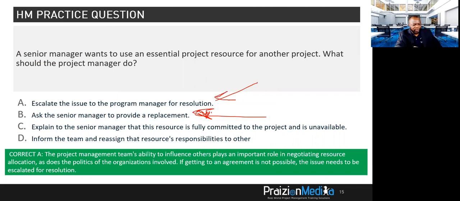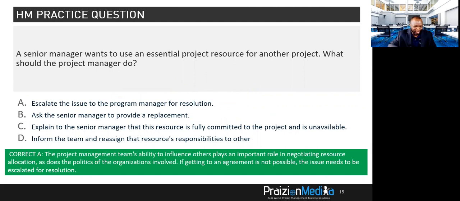it sounds as though it's a politically charged place where you don't have the clout to ask them, all right, you give me a replacement. No. But the program manager may know better. All right. It's one of those things that makes you go, PMI. But yeah. And the reason why we do this, the more you do them, the more you work on this type of question, the better you will become.